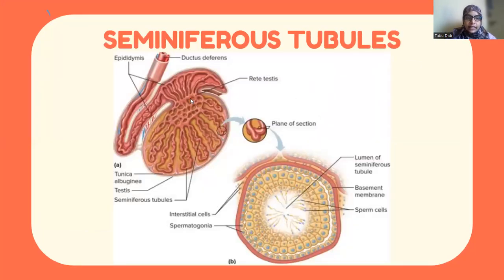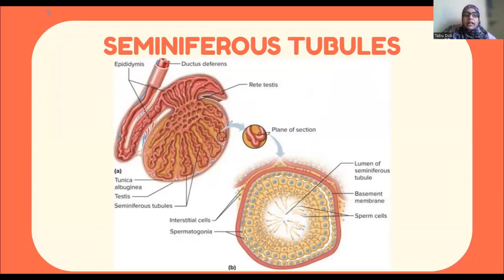Here is another picture of the seminiferous tubule, a closer look. These are the membranes that will cover the testicles. The outer cover has a special name, known as tunica albuginea. This is the outer membrane of the testes. These are the actual testes, and inside this you have the seminiferous tubules. This is the place where they will come together.